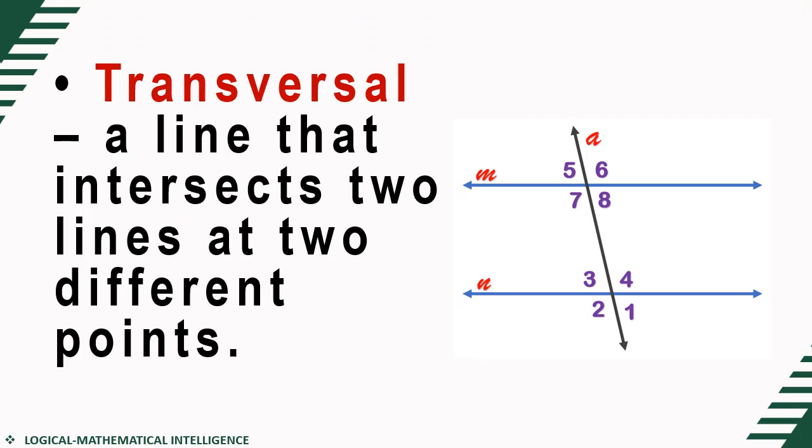Now moving on, last meeting we discussed transversal. Just a short recap, in this illustration, we can see line M and line N are parallel lines. And we can also see here line A as our transversal. By definition, we can see that this line A intersects line M and line N at 2 different points. So that's why line A is considered our transversal line.